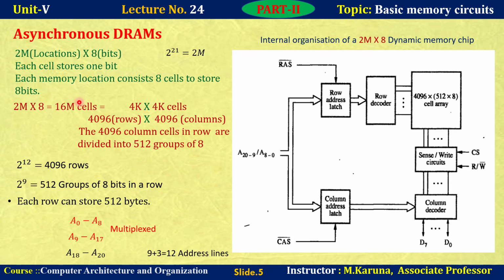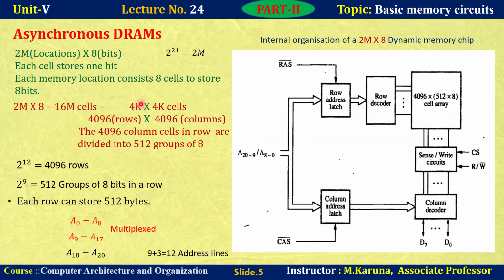Okay, and also it can be represented as 4K into 4K cells. K means kilo, M means mega. Kilo has 3 zeros, mega has 6 zeros. So here 3 plus 3, 6 zeros. Okay, we can write 16M in terms of K. 4K into 4K means 4096.